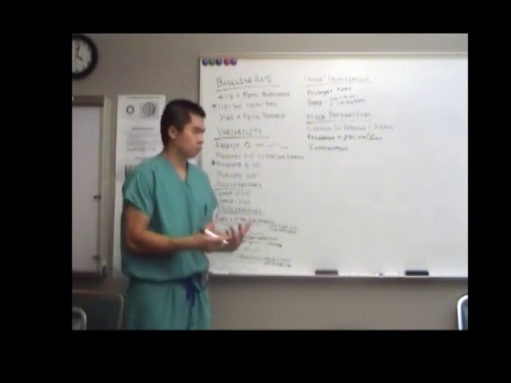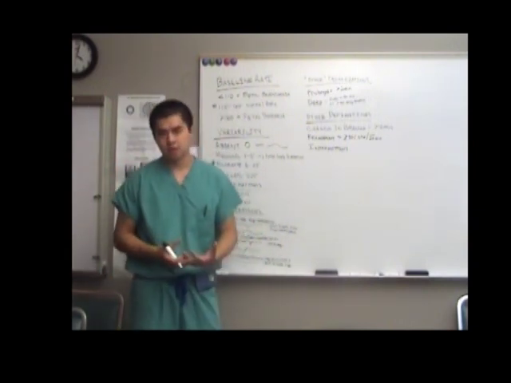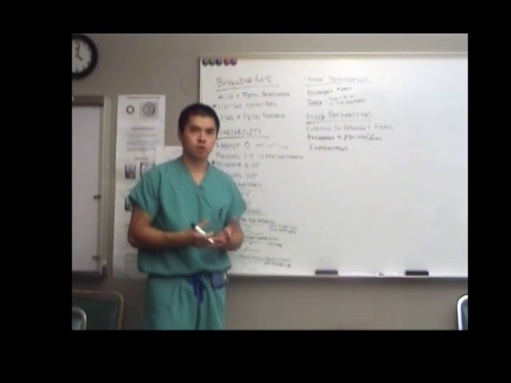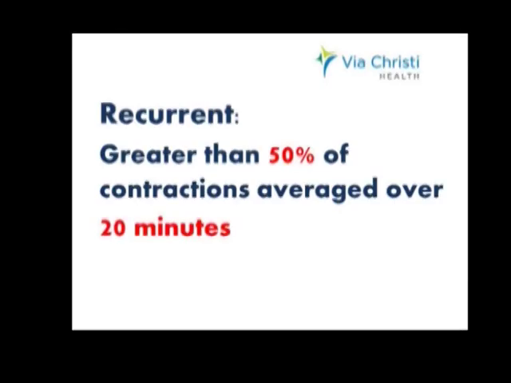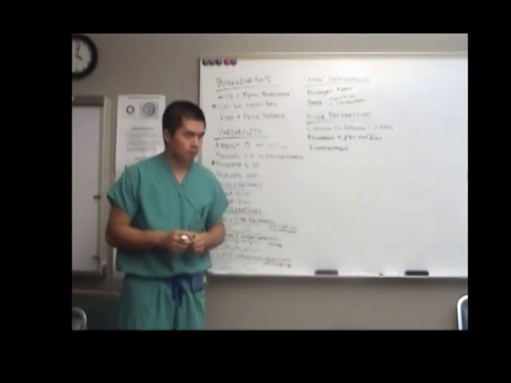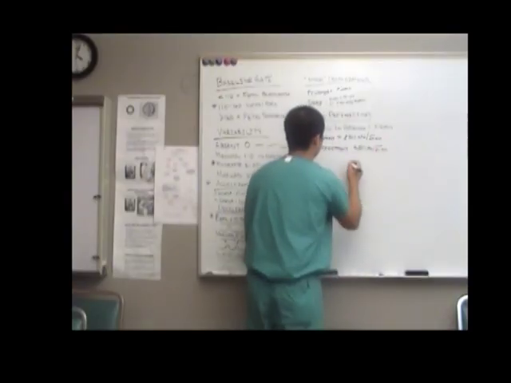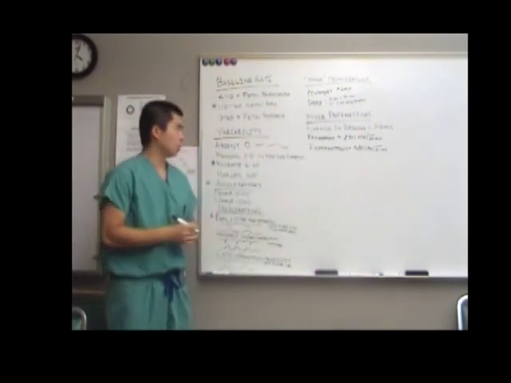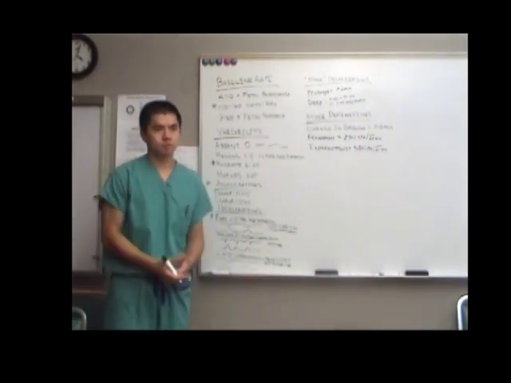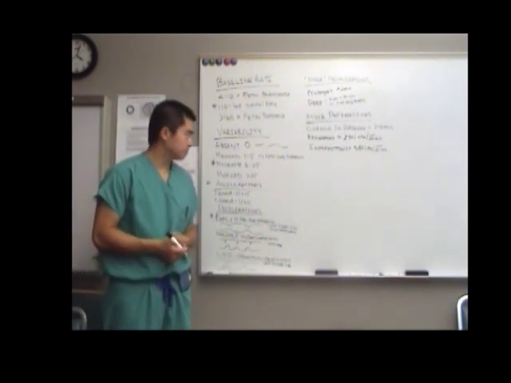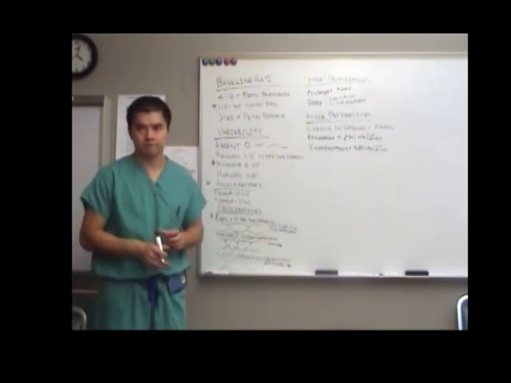So sometimes you'll hear people just throw around the term recurrent or intermittent, but they're throwing it around without actually knowing the definition. So the definition of recurrent, again, is it occurring with more than half of the contractions averaged over a 20-minute period. So what would intermittent be? Intermittent is less than 50% of the contractions averaged over 20 minutes. Okay, so if you have one variable in the span of 20 minutes when you had 8 contractions, well, it's just an intermittent variable.